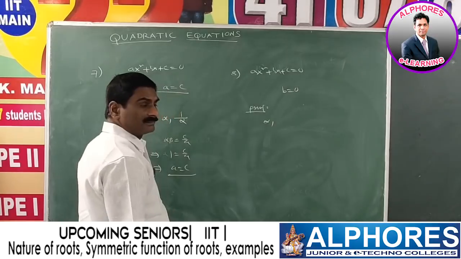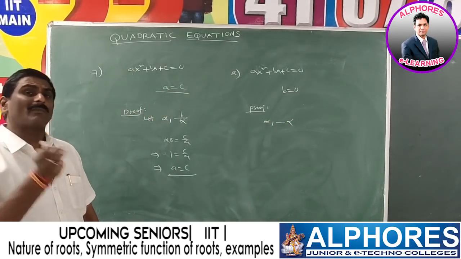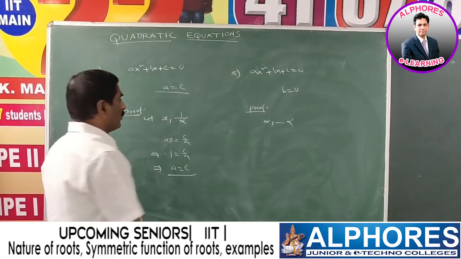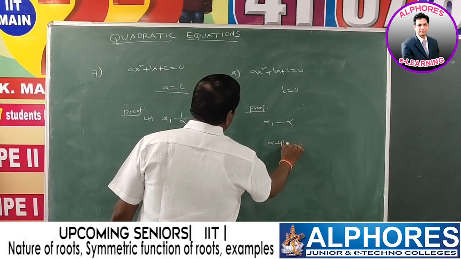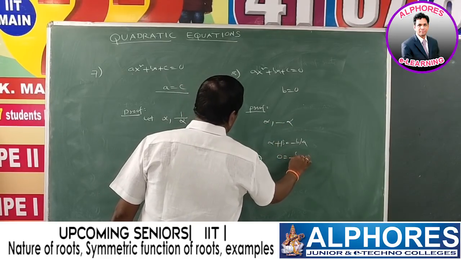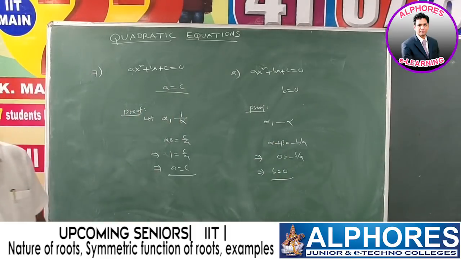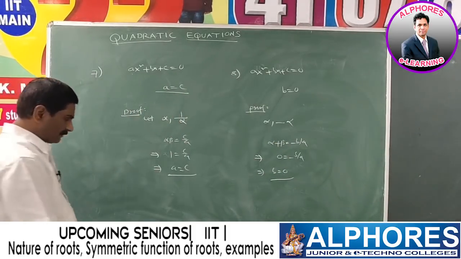Let alpha be one of the roots, then the other root must be minus alpha, since they have equal magnitude but opposite sign. We know that the sum of the roots alpha plus beta is equal to minus b by a. Alpha plus minus alpha means 0 is equal to minus b by a. That implies b is equal to 0. That means the coefficient of x is equal to 0.